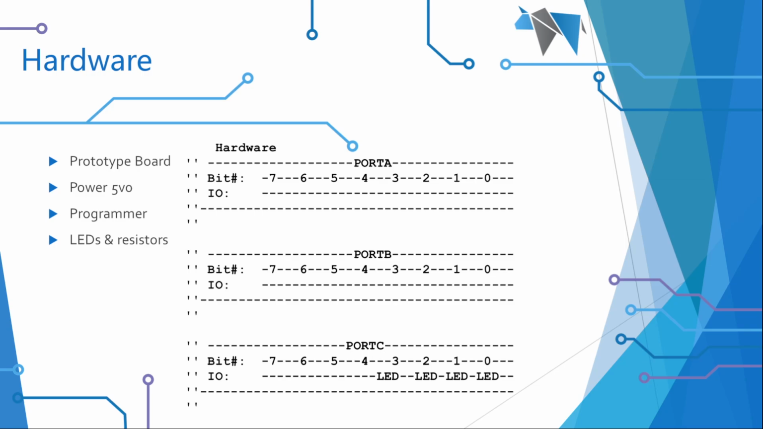So what we've got is a prototype board, powered at 5 volts. You could do it at 3.3, it doesn't really matter. In this case, a programmer and some LEDs and resistors. And I have moved them from port B to port C. So I'm now talking to port C, and I've got 4 LEDs hooked up via suitable resistors to port 0, 1, 2, and 3.